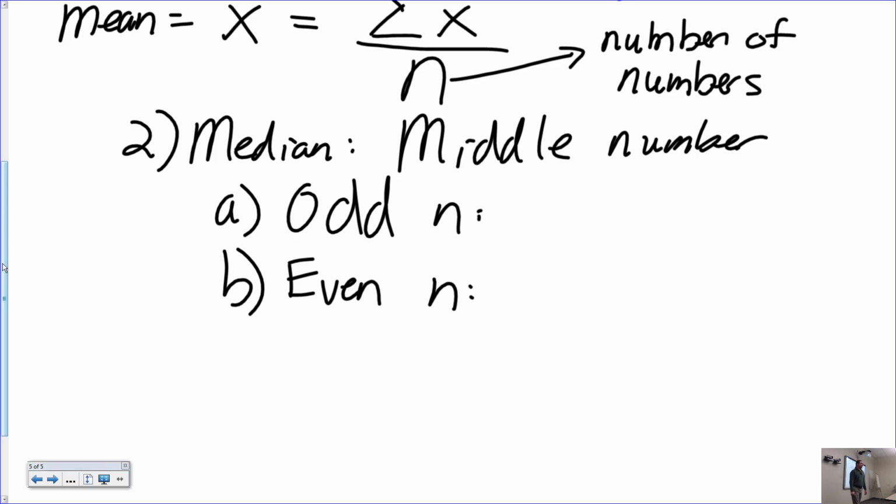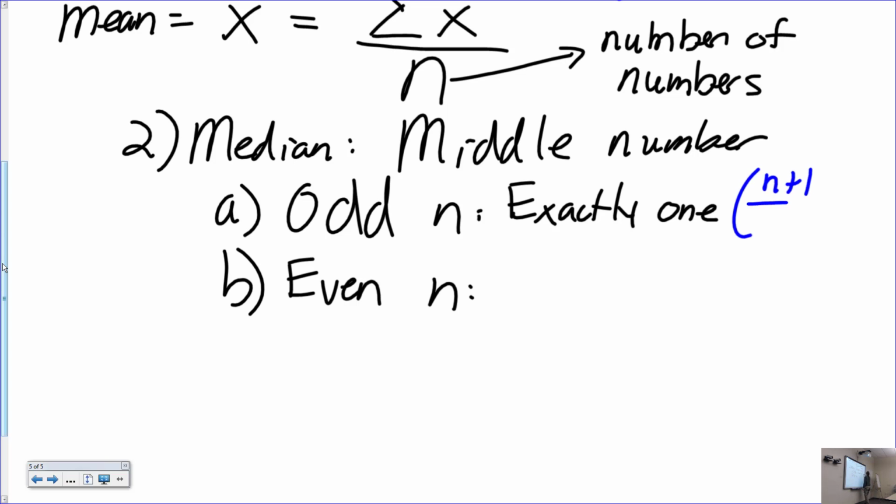Why does odd n or even n make a difference? Because if it's even, it's going to have two of them. Exactly. When you have an even number of numbers, there isn't one number in the middle. If you have an odd number of numbers, you will. You'll have exactly one number in the middle, right? Exactly one. And the position of the middle number will always be n plus 1 over 2. I will show you why that's important in a little bit.